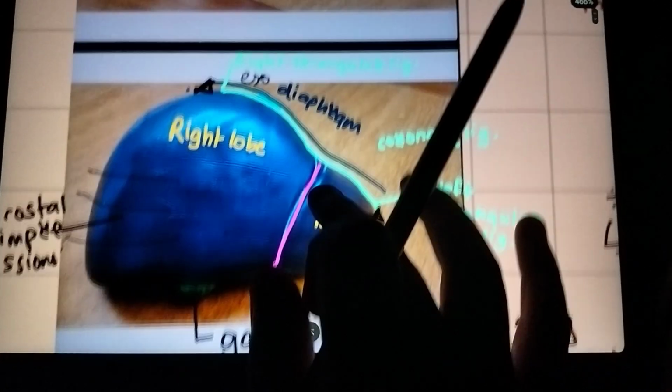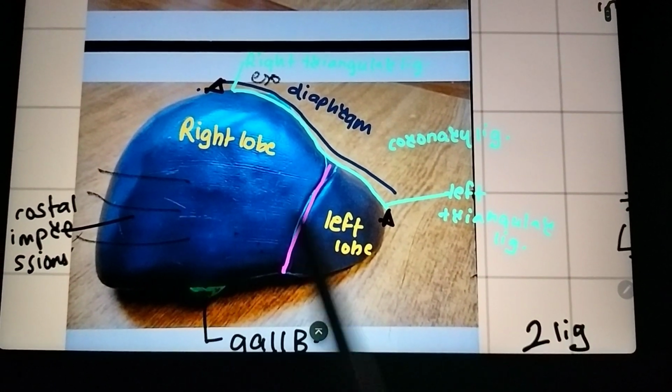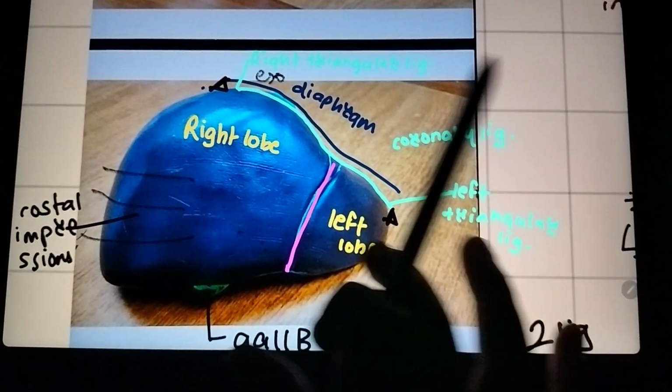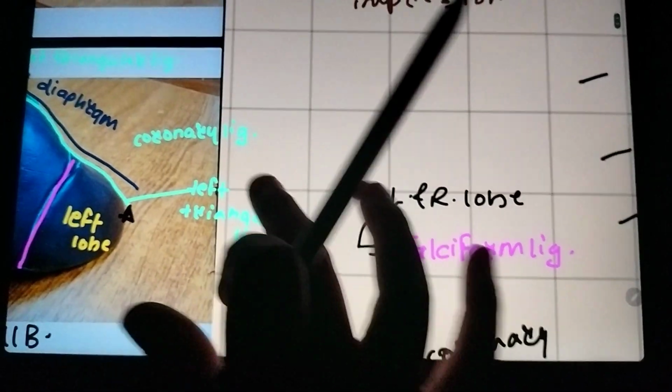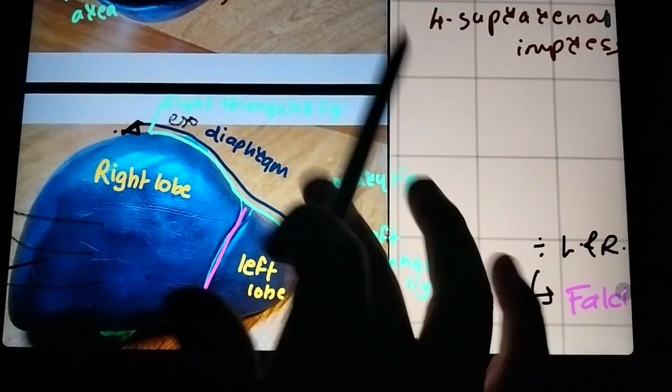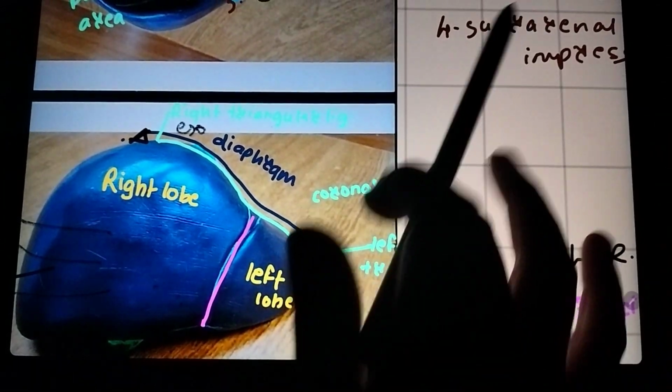For the diagrams, this is the right lobe, this is the left lobe, and the one in purple or pink is the falciform ligament. Then here is the coronary ligament. Here will be the diaphragm.